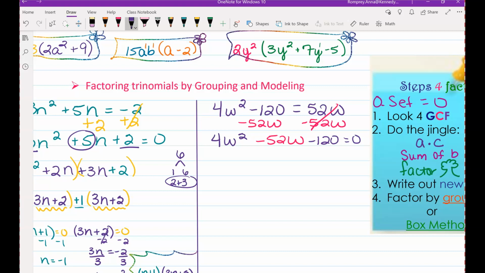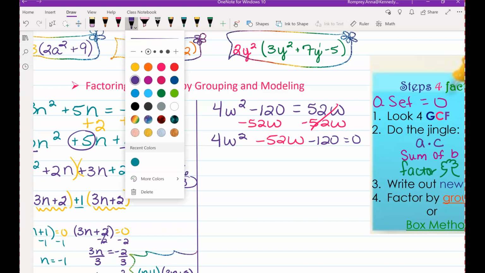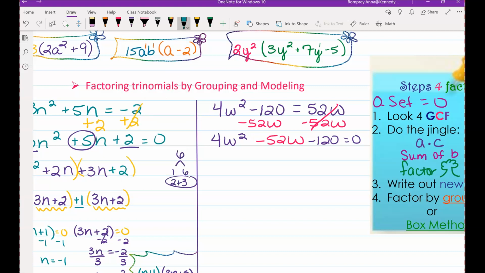Yeah, it does. Okay, so I know I have a GCF of 4. W squared, W, no W. Okay, so just 4. All right, so if I'm going to factor out my 4, what is left? I've got a W squared, a negative 13w, and minus 30. Okay. So when I go to do the jingle, A times C, I'm already liking this. My numbers are already smaller, so that's making me happy.